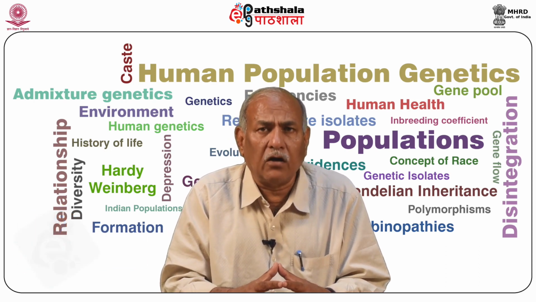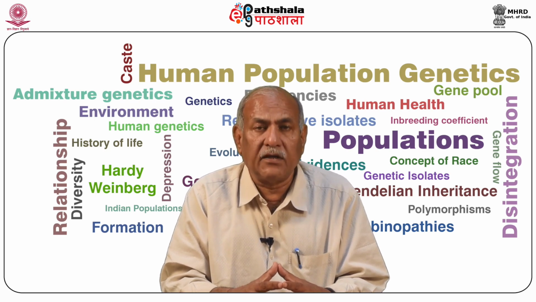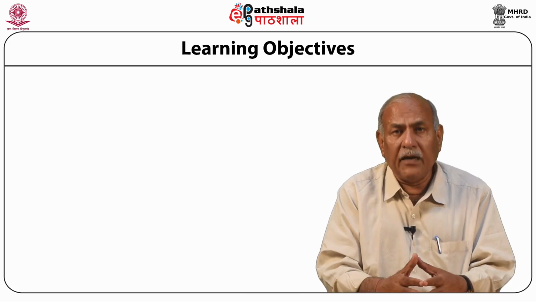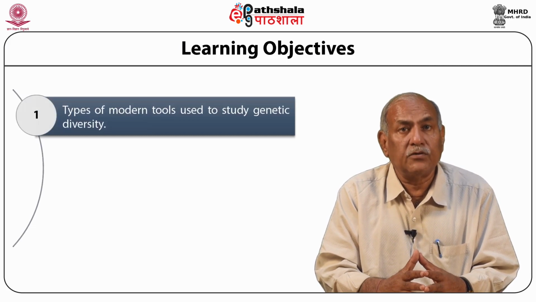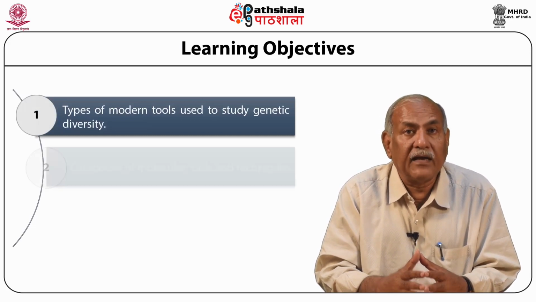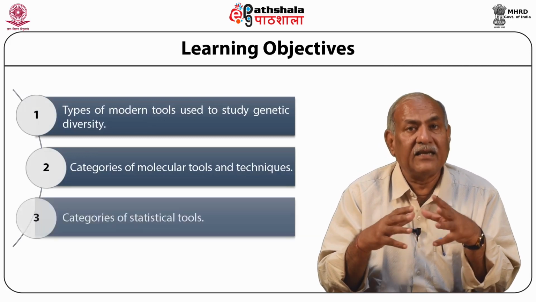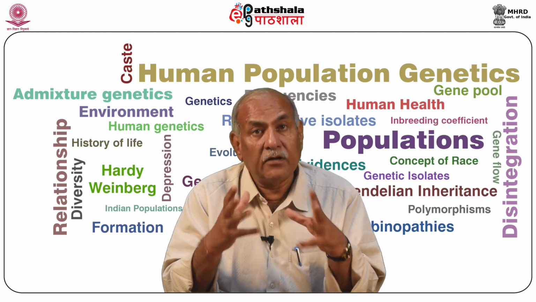Today we are going to talk on the module Modern Tools in Studying Genetic Diversity from the paper Human Population Genetics. The main objectives of this module are: first, types of modern tools used to study genetic diversity; second, categories of molecular tools and techniques; third, categories of statistical tools. And then we say the modern tools.